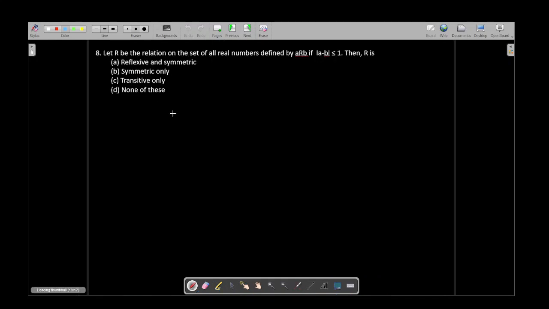Let's move on to the next problem. Here we have the set of complete real numbers: 0, 1, root 2, 2.5 and so on, negative numbers, negative fractions, negative irrational numbers and so on. All this belongs to real numbers. So we have the relation.